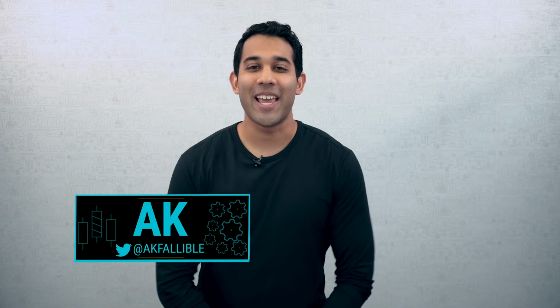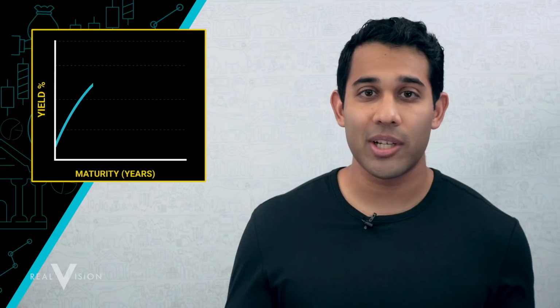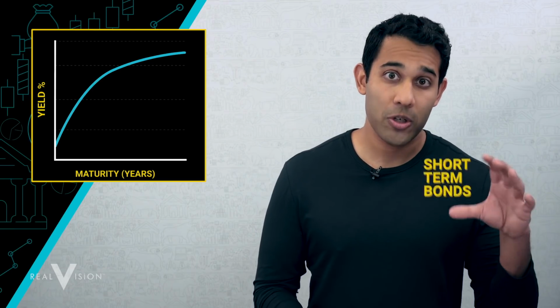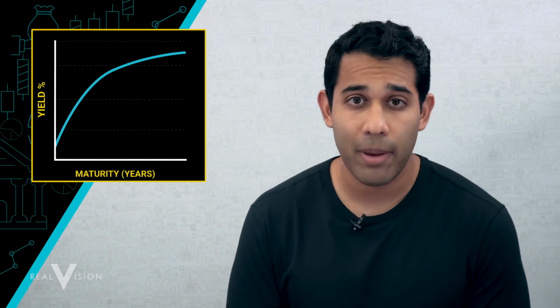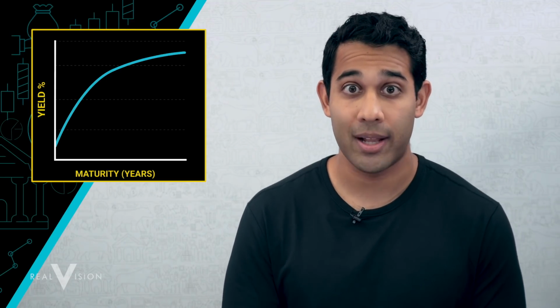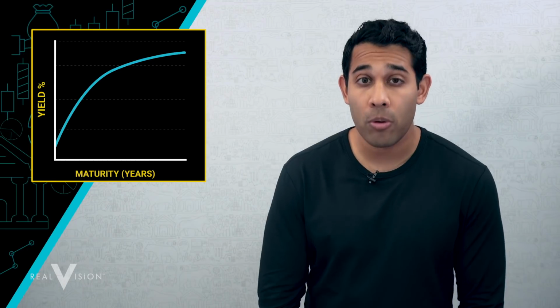What's going on, investors? AK here. Now, the yield curve is basically just a line that plots the yields of US Treasury bonds with different maturity dates. The curve lets you easily compare rates on short-term bonds versus long-term bonds. And on this chart next to me, you could see that long-term bonds are yielding more than short-term bonds. The line is going up from left to right. And when that's the case, it's called a normal yield curve.